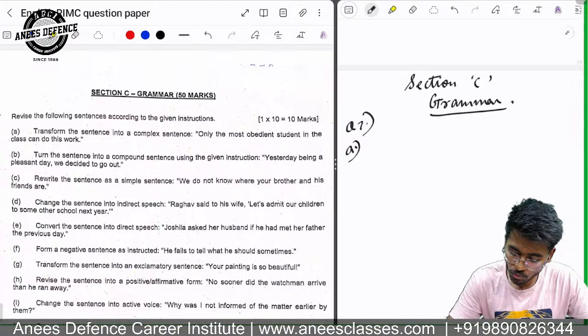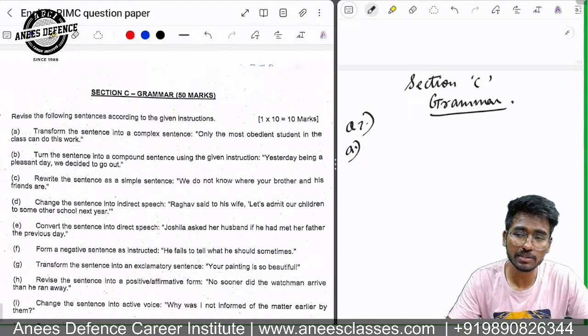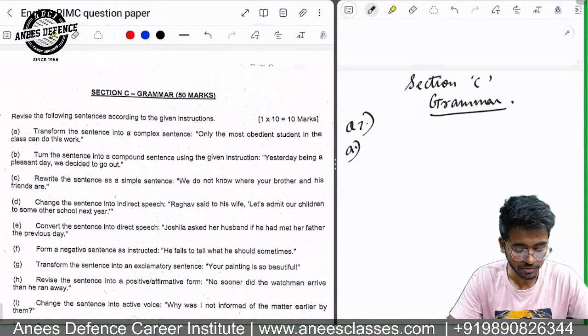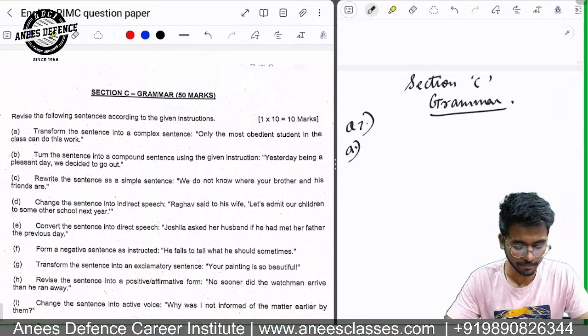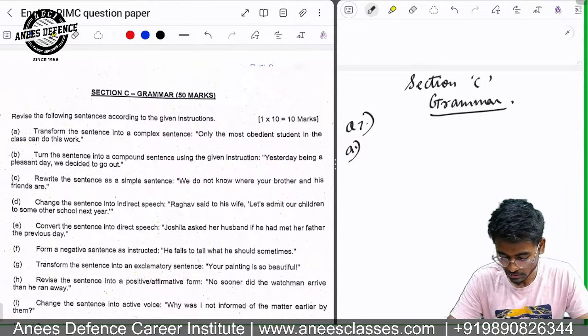Only the most obedient student in the class can do this work. Now see, there are 3 types of sentences: simple, compound, and complex sentences. When you turn a simple sentence into a complex sentence or a compound sentence, you basically add a conjunction. When you add a conjunction, the sentence is changed from simple to complex or from complex to compound. It depends. Now, this sentence can be converted.